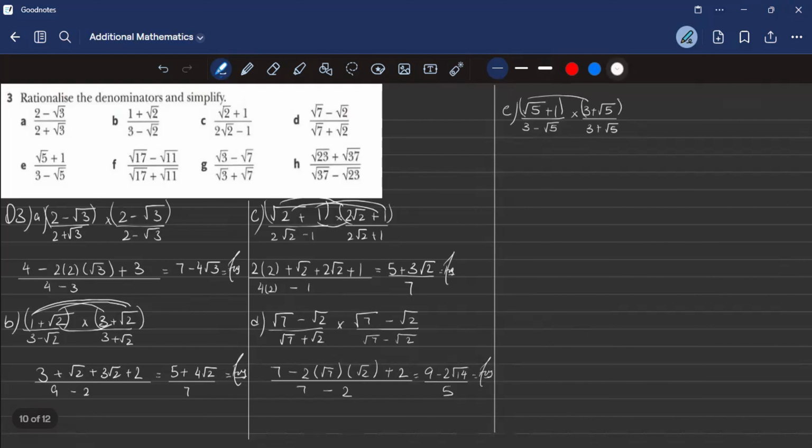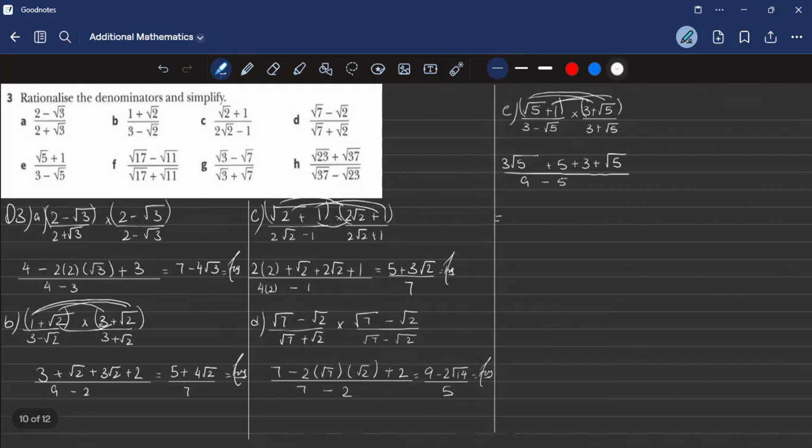So first value multiplied by the first value is 3 root 5. Outer value multiplied by the outer value is plus root 5 multiplied by root 5, which is 5. Inner values is plus 3, and the last value is plus root 5, divided by a plus b, a minus b, which is a squared, 9, minus root 5 squared, which is 5.